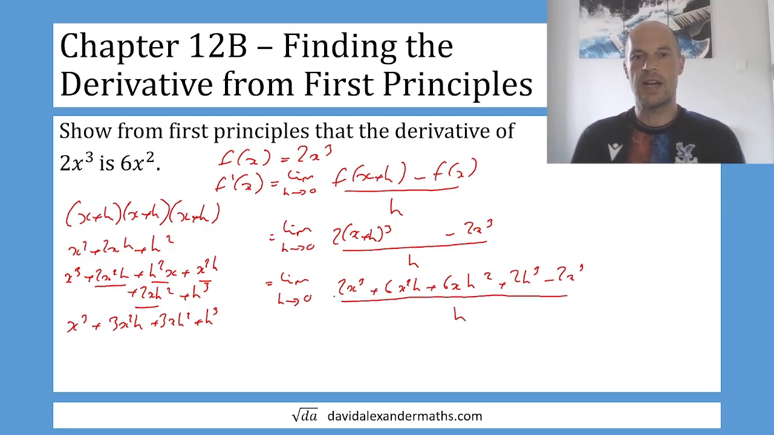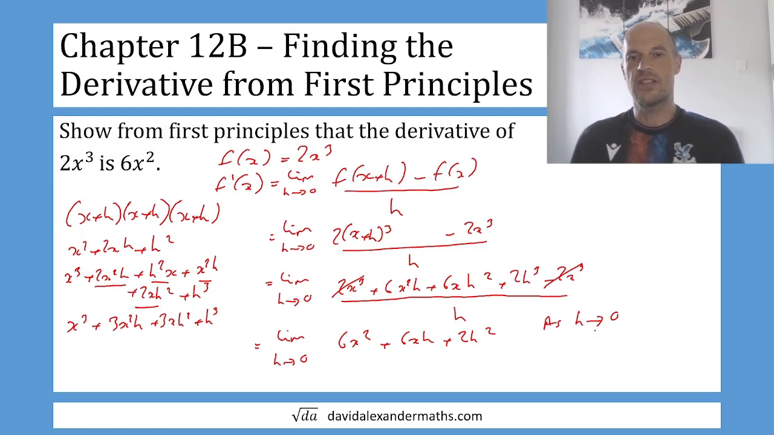So the 2x cubed minus 2x cubed can go, and we can just divide through now by h, and that's going to be 6x squared plus 6xh plus 2h squared. Okay, so what we can say now is that as h tends to 0, 6xh will tend to 0 and 2h squared will tend to 0. So if this is 0 and this is 0, then we can say that our derivative is 6x squared, which is what we're aiming for.